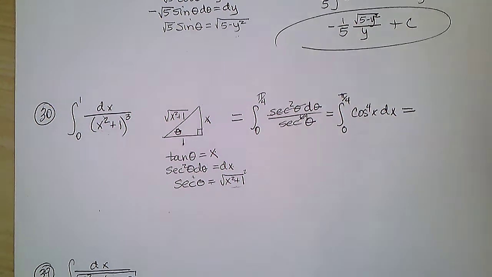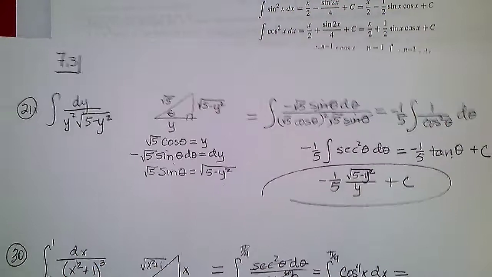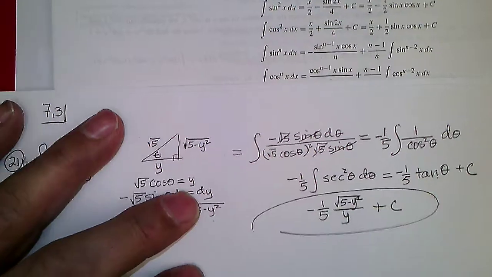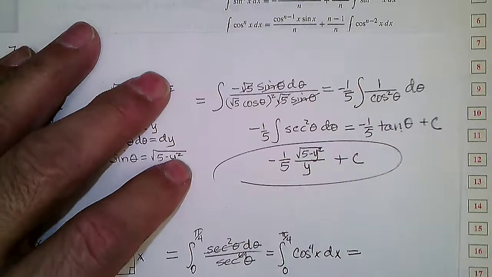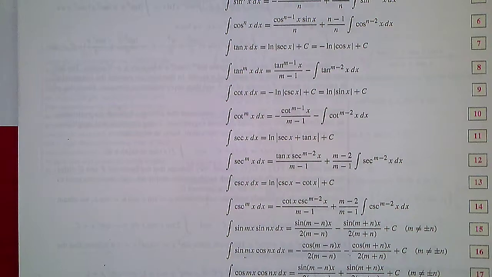Now the tables tell us that if I want to reduce the cosine, there's a cosine reduction formula. Let me fix this here. Fold this under.